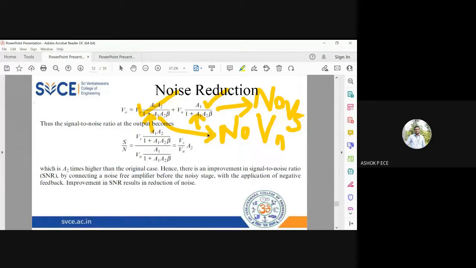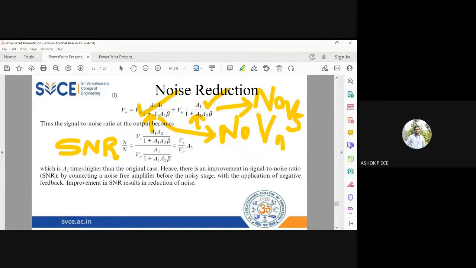Now I can find what the SNR is. SNR is the signal to noise ratio, given by S by N. For S, you have to take the first component, Vs into A1 A2 by 1 plus A1 A2 into beta, divided by the noise component. For the noise component, take the second term, Vn into A1 by 1 plus A1 A2 into beta.